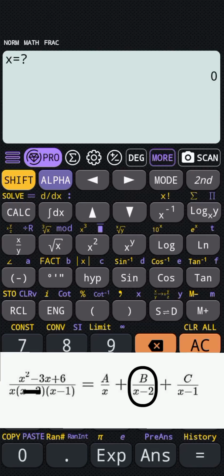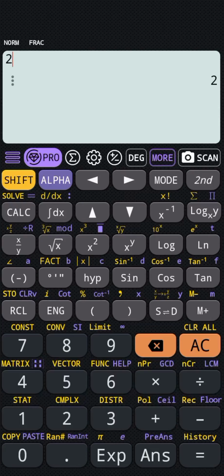So you press your calc. Then what did we say? We make the fraction b over x minus 2 undefined. So it is x equal to 2. So write your 2, equal to. Okay, it's showing it again, right? Press equal to again. B equal to 2. Write it down.